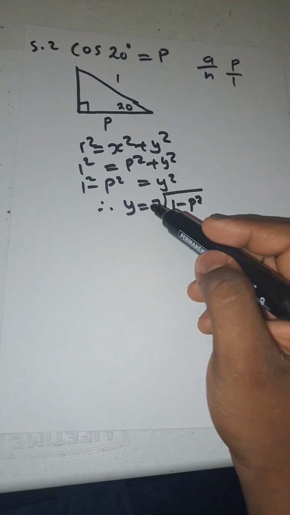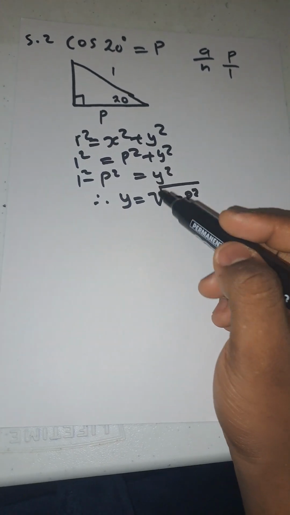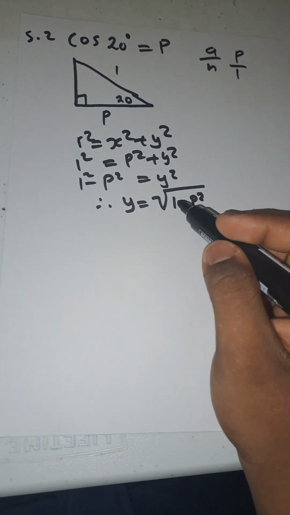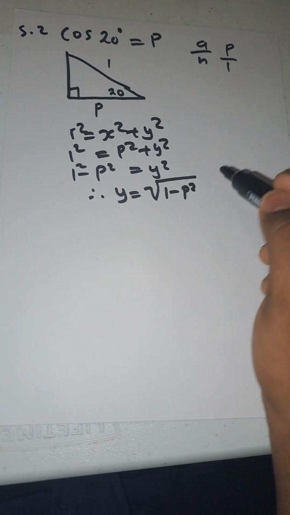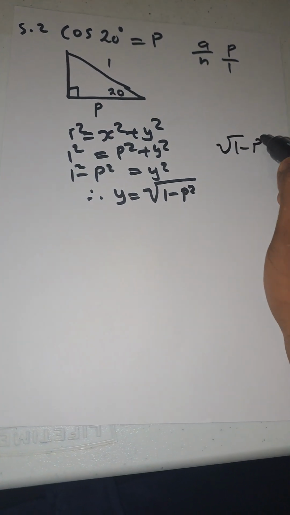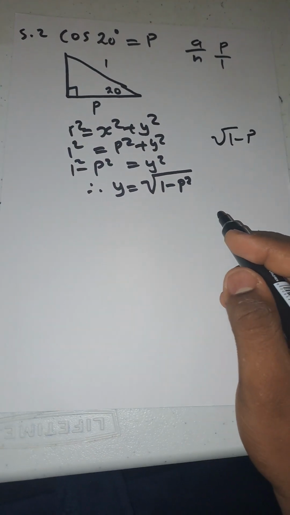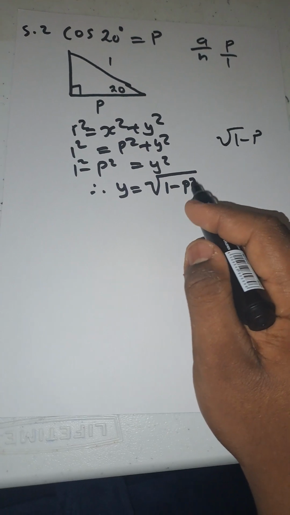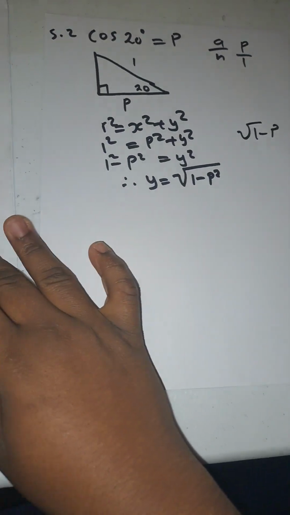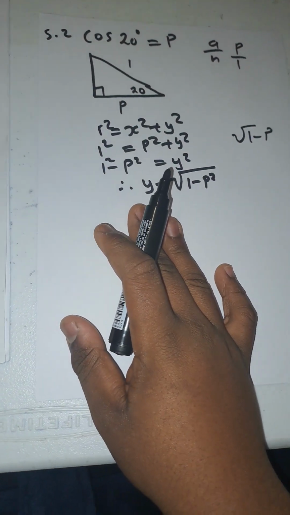Then I'm gonna square root both sides. When I square root both sides, y is equal to the square root of 1 minus p squared. It is not gonna be the square root of 1 minus p. No, it's invalid. It will still be 1 minus p squared, because now you have a variable which is p. So you can't be busy trying to say 1 minus p. No.